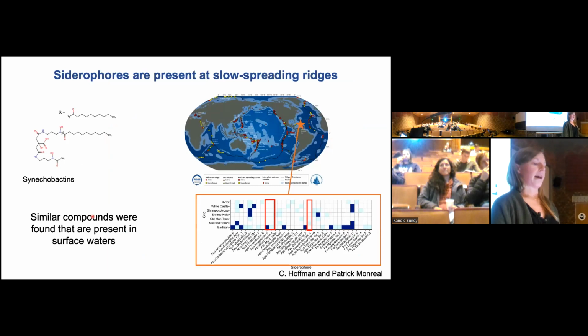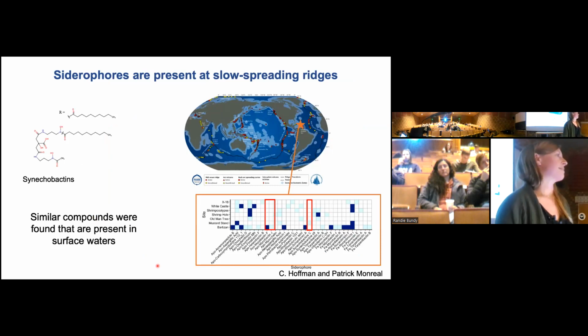So first, let's look at the slowest spreading center that we've explored thus far, the Mid-Cayman Rise. And this was work done by Colleen Hoffman and Patrick Monreal. And so this was the first place that we ever tried to look for siderophores in a hydrothermal vent system, and we saw some, so we were very excited.